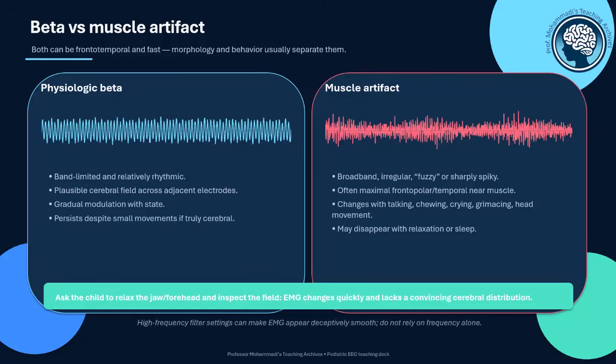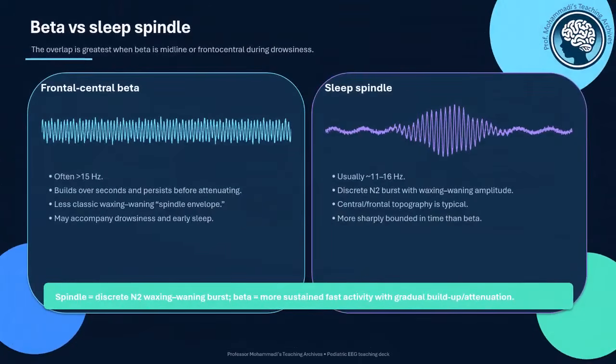Next slide. Another important lookalike is the sleep spindle, especially when fast beta activity appears around the midline or frontal-central regions. Frontal-central beta is often faster than 15 Hz and tends to build over several seconds, persist, and then gradually attenuate. It does not usually have the classic spindle-shaped amplitude envelope. A sleep spindle is typically around 11 to 16 Hz and occurs as a discrete burst during N2 sleep. Its hallmark is the waxing and waning morphology, usually with central or frontal predominance.